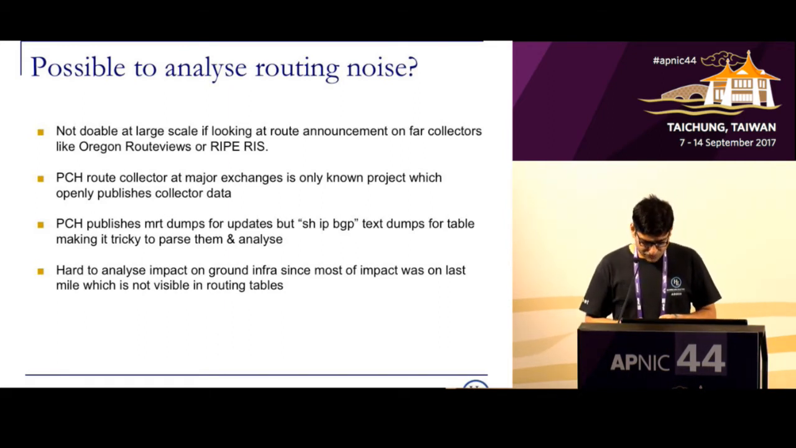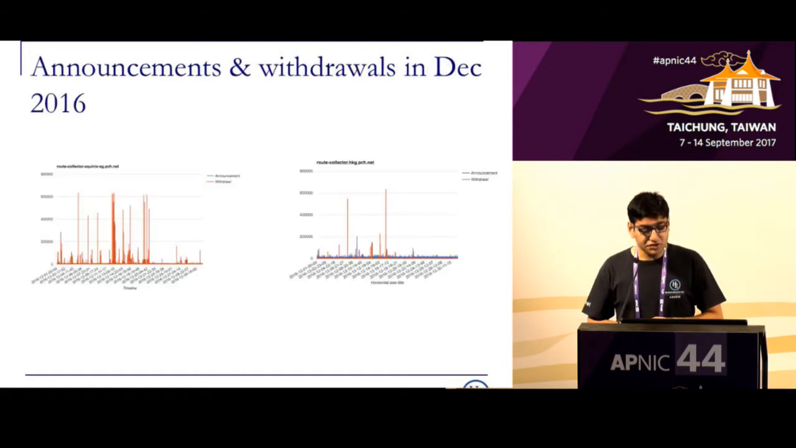So let's start with the data. Here are the routing announcements and withdrawals. This is for the entire December. The impact time was somewhere between 10th to 15th December, with a peak around 13th December. And we can see there was a serious amount of withdrawals visible on the route collectors.